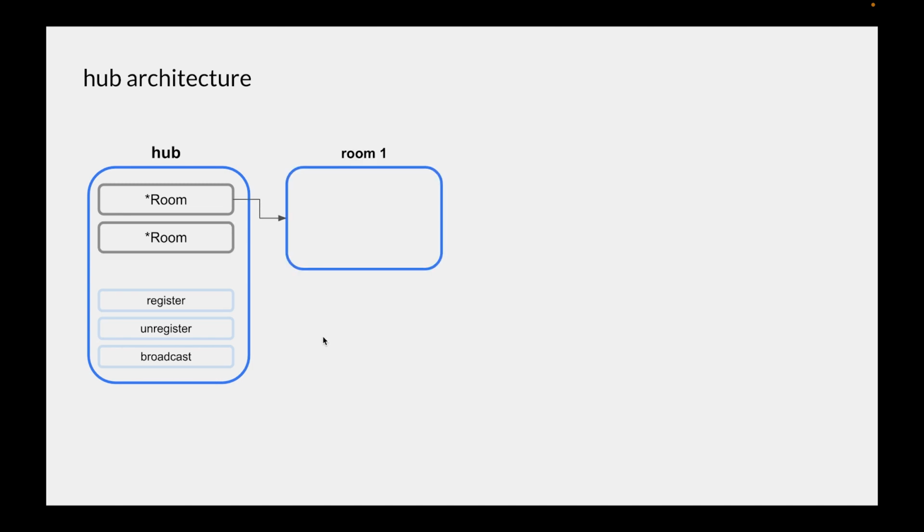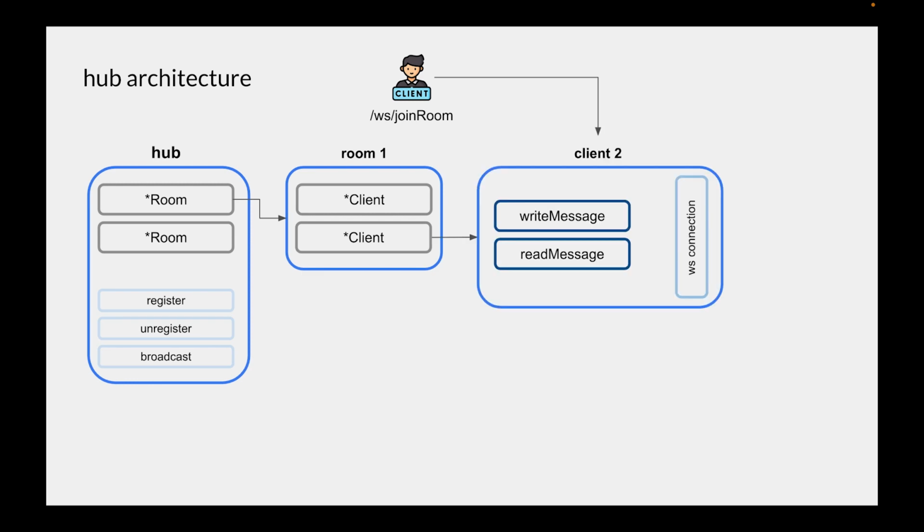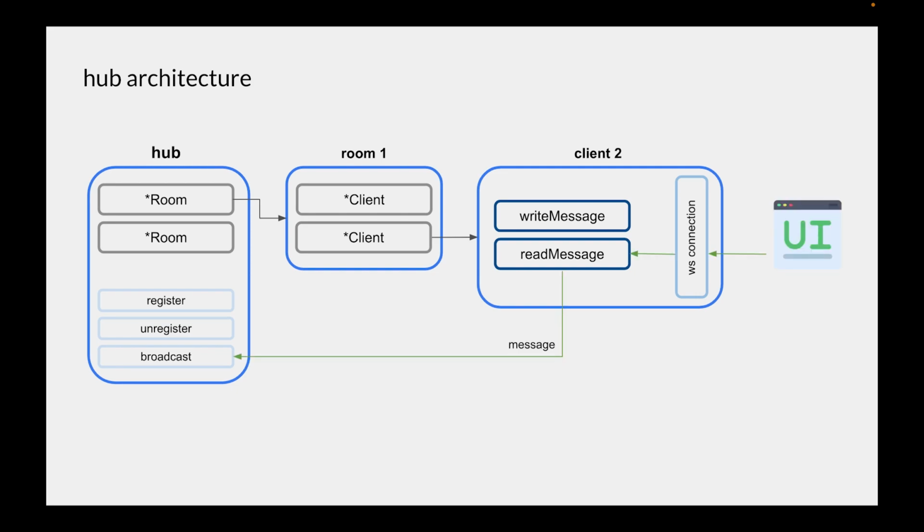And if we look into each of the rooms, it first has no client, and only when a client hits the join room endpoint, that will create a new client that will be registered through the register channel. And if we look into each of the clients, we have a write message and a read message method associated with each of the clients, where read message reads the message through the WebSocket connection and sends out the message to the broadcast channel in the hub, which will then broadcast it out to each of the clients in the room. And the write message method will write this message to the WebSocket connection, which will then be handled on the front end side to display the messages accordingly.